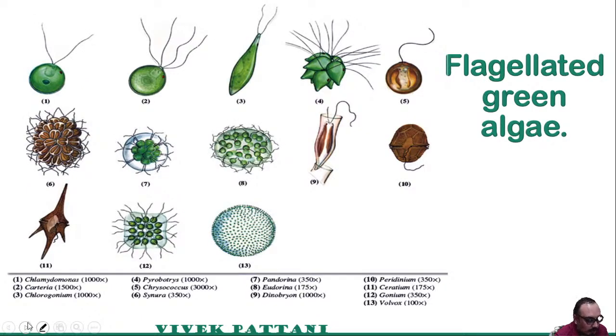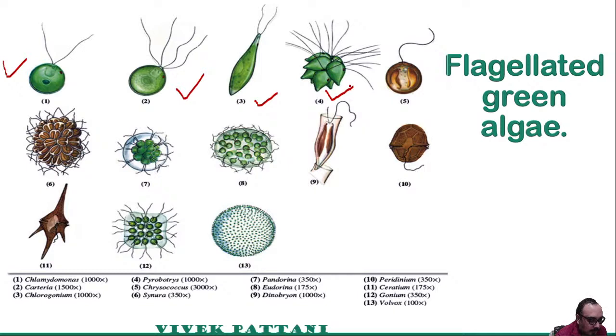Now moving forward with other photographs of algae. The first one is of Chlamydomonas. The second one is a Carteria. All these photographs are of green flagellated algae. The third one is Chlorogonium.